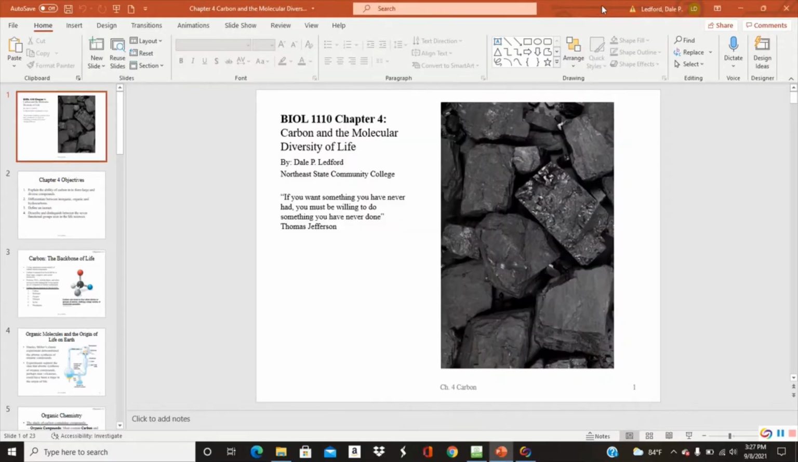Everyone, welcome to Chapter 4. Now, in Chapter 4, what we're going to be dealing with is carbon. We're going to be talking about carbon chemistry and getting an idea of the basics that we're going to need to have to understand the next chapter, Chapter 5, which deals with the complex large organic compounds that we use to make up cells.